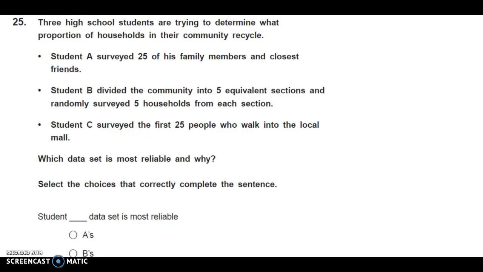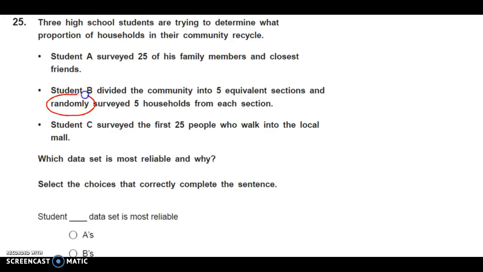Okay, number 25. Go ahead and pause, take a second, and read the scenario. All right, so you can see here, student A surveyed 25 of his family members and closest friends. That's probably going to be biased because families think alike, friends think alike. That's why they're friends. So asking your friends about something is not going to be a true representation of the population.